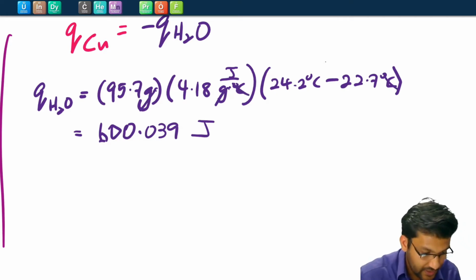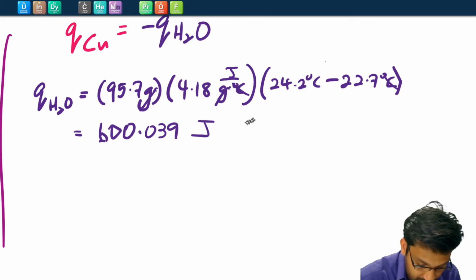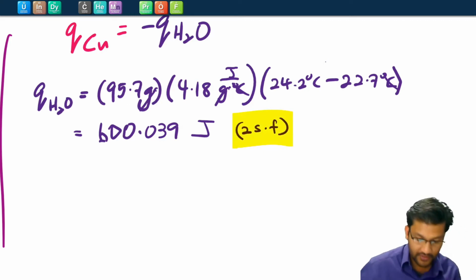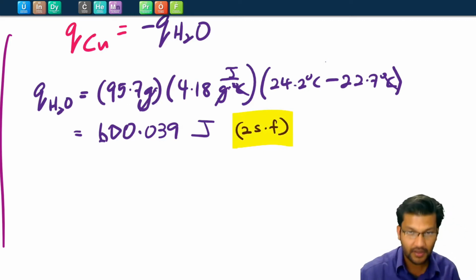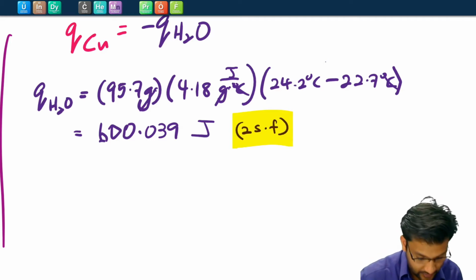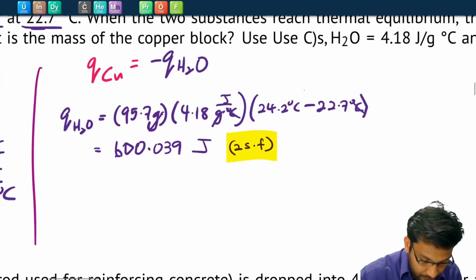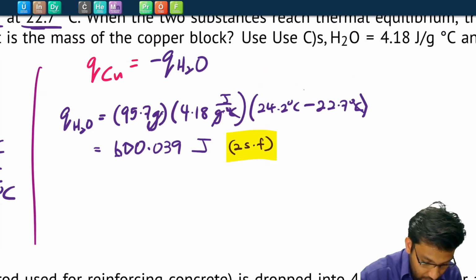Now, if you were keeping track of the significant figures, you'll realize that we'll need two significant figures here. I'm just going to highlight that for now to remember later. But I'm going to keep the full number because we don't really need to round until our final answer. So now we have the Q from water.